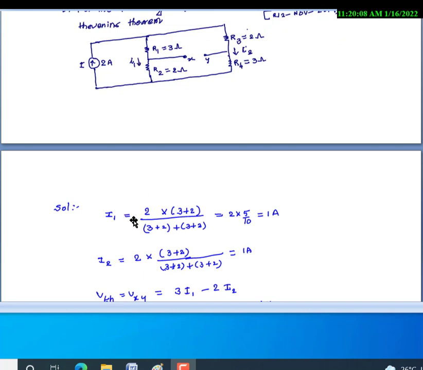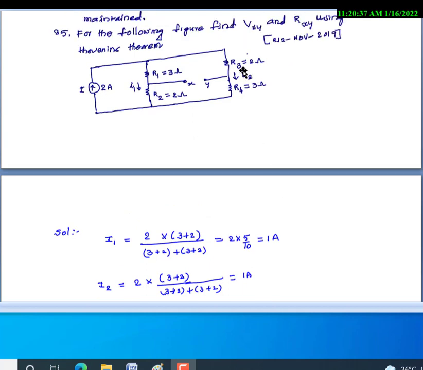Current flowing I1 is equal to the input current, that is the current source current, 2 amperes, into the opposite arm resistance, that is 2 plus 3, divided by the sum of the parallel branch resistors, that is 3 plus 2 plus 3 plus 2. So we get 2 into 5 divided by 10. Then we get 1 ampere.